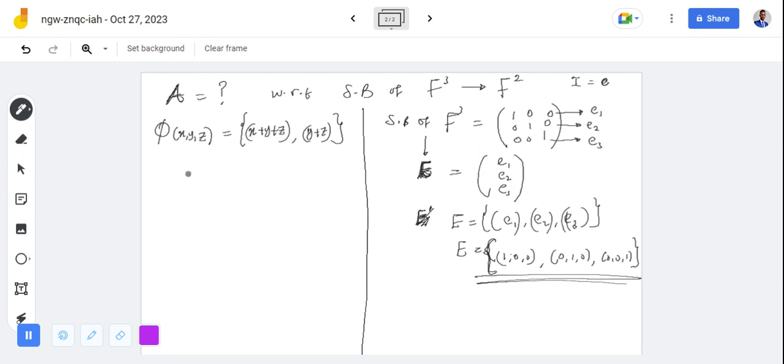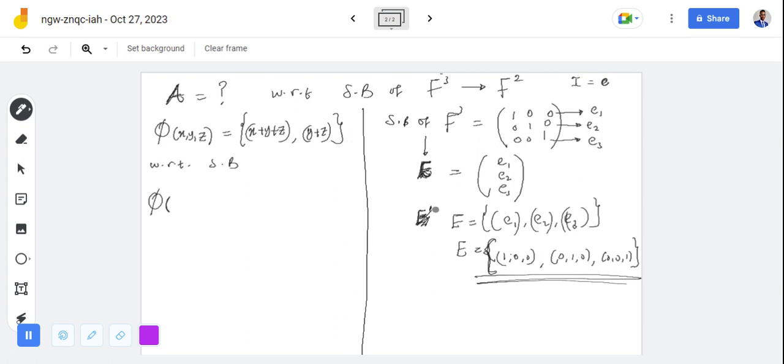Now if I want to make use of, don't forget, with respect to the standard basis, what will I use? This is X, Y, Z. So I have three different digits, right? With respect to the standard basis, I have the standard basis of F3 and the standard basis of F2. The standard basis of F3, let it represent this particular E.